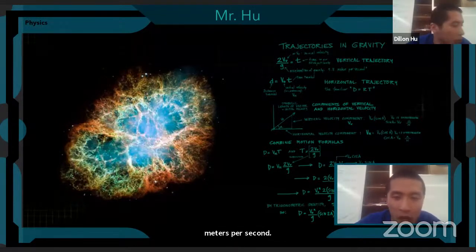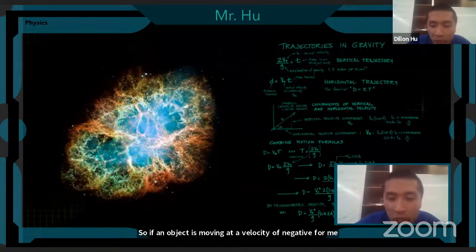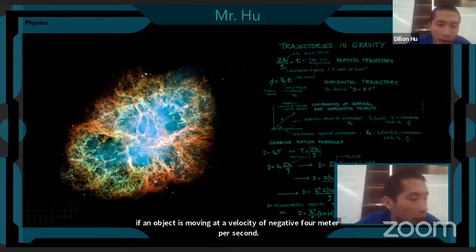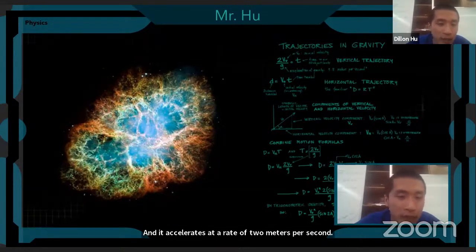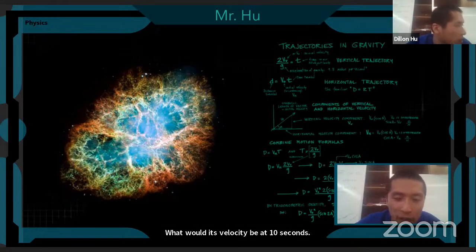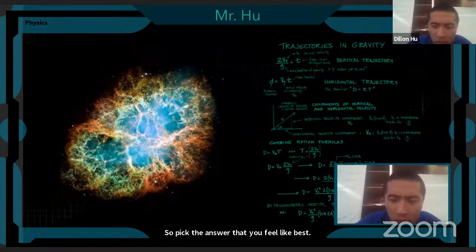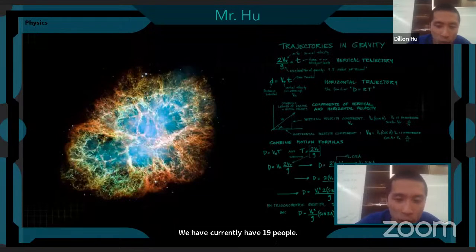So if an object is moving at a velocity of -4 meters per second, and it accelerates at a rate of 2 meters per second every second, what would its velocity be at 10 seconds? Pick the answer that you feel best solves this problem here. We currently have 19 people and we have 6 responses. So we are about a third of the way.